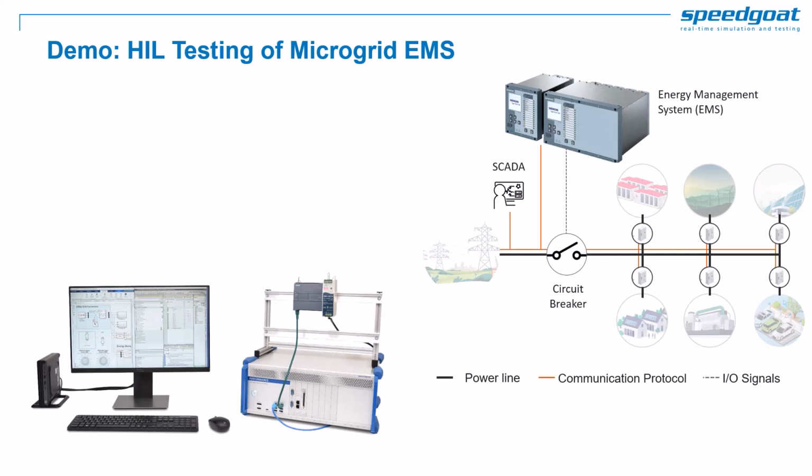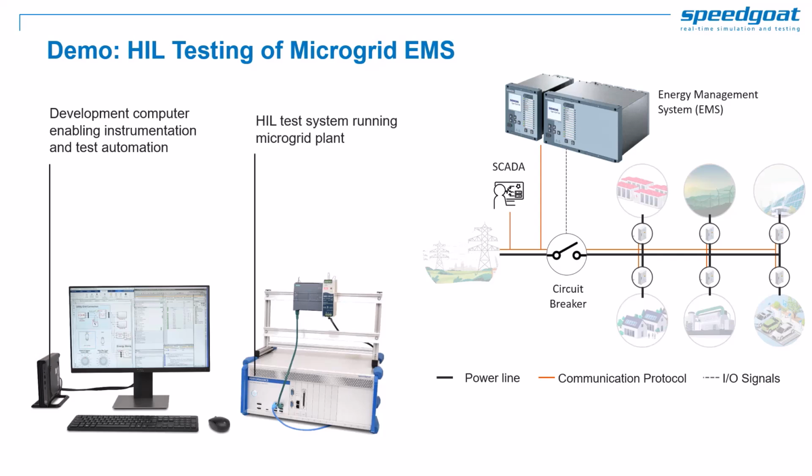Let's explore a microgrid EMS testing setup in action. The hardware setup for this demo includes a development computer running MATLAB, Simulink, and Simulink Real-Time, which enables instrumentation and real-time testing of our HIL application. We're using a Performance real-time target machine to run the HIL simulation of the microgrid plant.